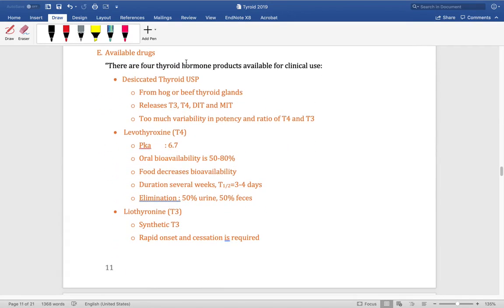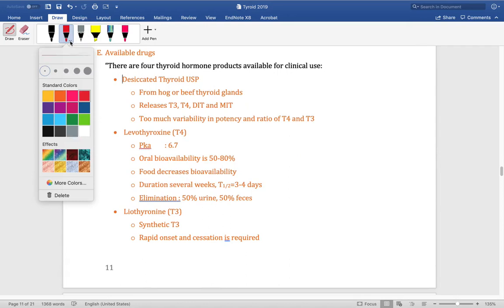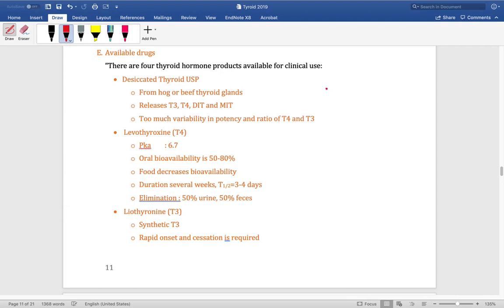Now quickly, the available drugs. You have many different kinds of drugs that are available. But basically, you have T3 and T4 available in different formulations. So, desiccated thyroid from hog or beef thyroids, and it releases T3, T4, diiodothyronine and monoiodo as well. There's too much variability in potency, and the ratio of T4 to T3 is also very variable.